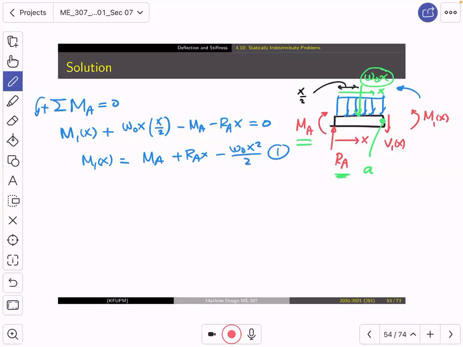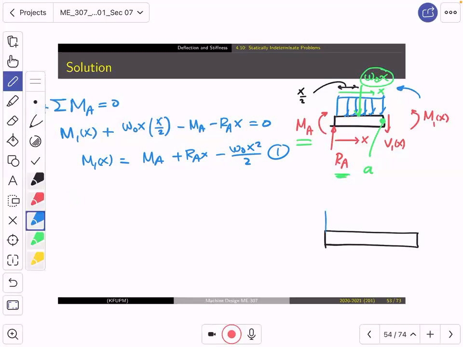Good. Now what I'm going to do next is take the next cut. The next cut is like this. So I plot the distributed load completely. I have the reaction RA again. And now I have V2x, M2x, and this point now is point B.